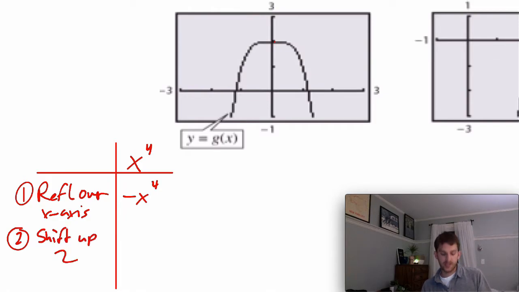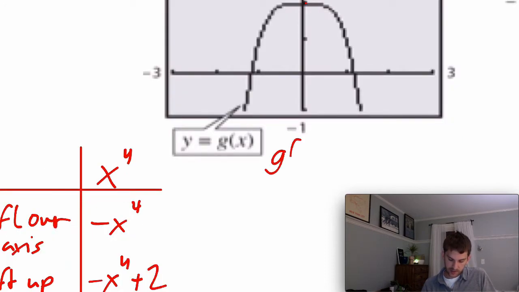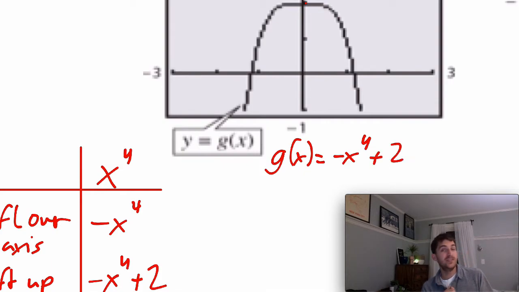So using what we did at the top, we're going to take what we have currently. We have negative x to the fourth, and we're going to add 2 to it. So based off of what we see here, we could say g of x equals negative x to the fourth plus 2. Again, this time the negative is not in those parentheses. So it's the opposite of x to the fourth plus 2.